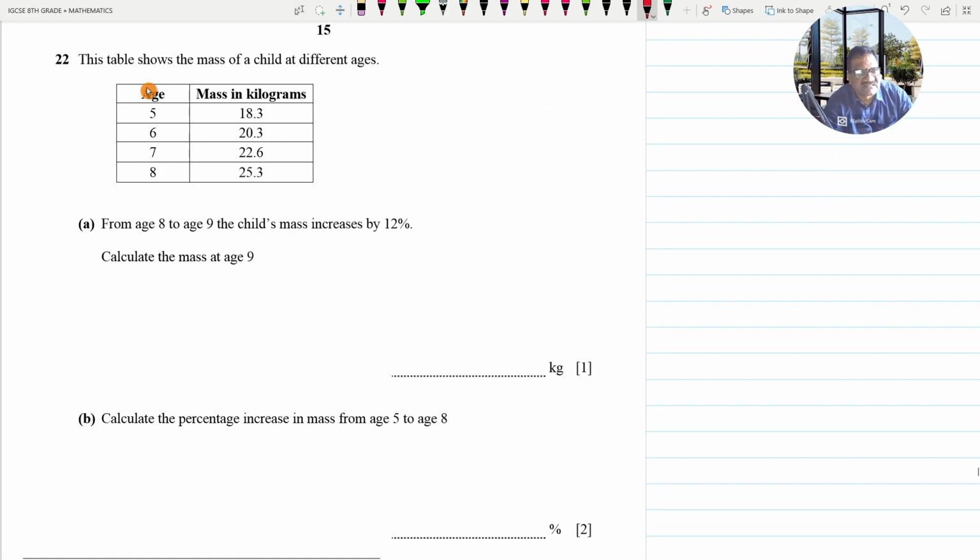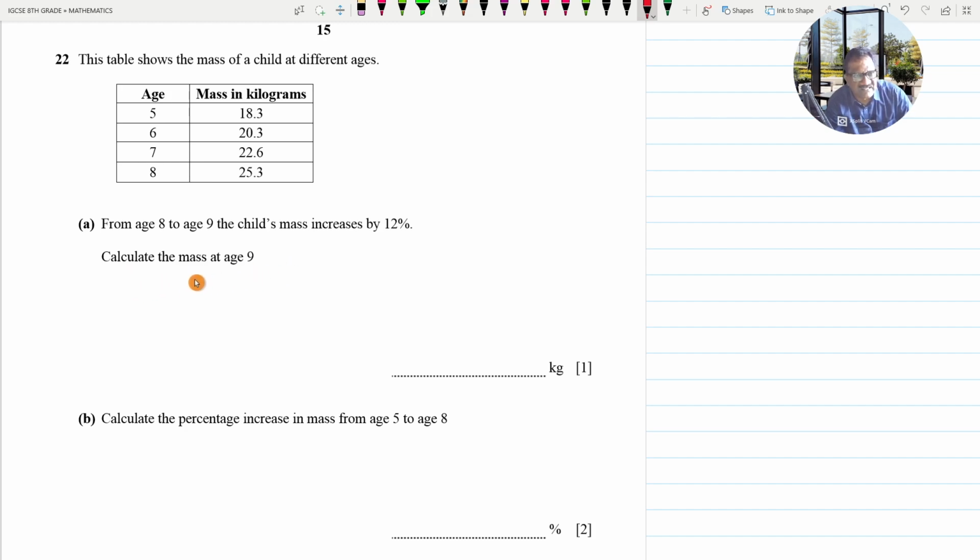Now here he is telling you that the table shows the mass of a child at different ages. So at age 5, the mass in kilograms is 18.3, then 20.3, 22.6, 25.3. From age 8 to age 9, the child's mass increases by 12%. So calculate the mass of the boy at the age of 9. So calculate the mass at age 9.